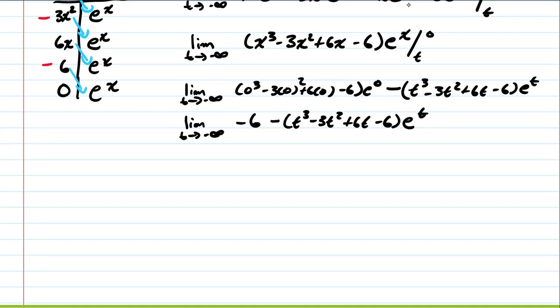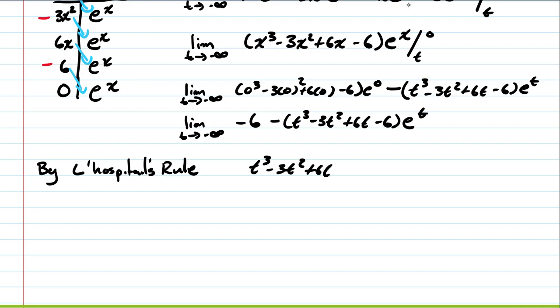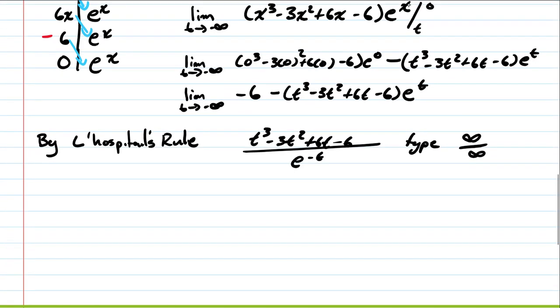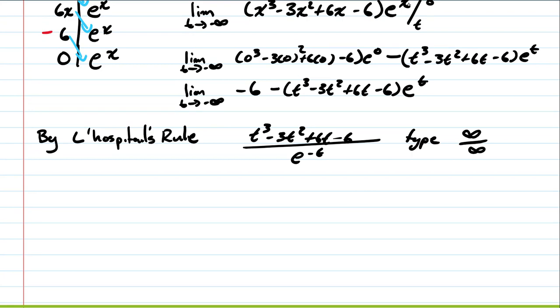So by L'Hopital's rule, we're going to rewrite this as t cubed minus 3t squared plus 6t minus 6 over e to the negative t. Then, as t goes to negative infinity, it's going to be type infinity over infinity. And so what is it that L'Hopital's rule tells us we can do? We take the derivative of both the numerator and the denominator, but not using the quotient rule, just independently. So by LH, we're going to get 3t squared minus 6t plus 6 over negative e to the negative t. So we take the derivative of each.